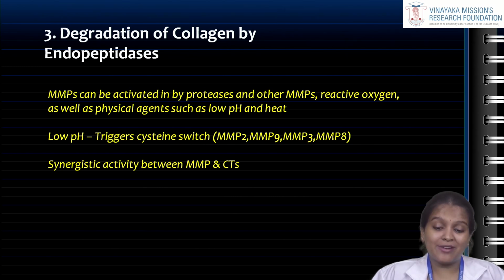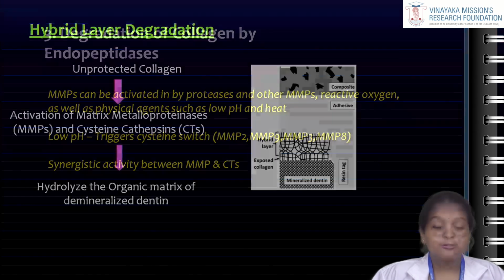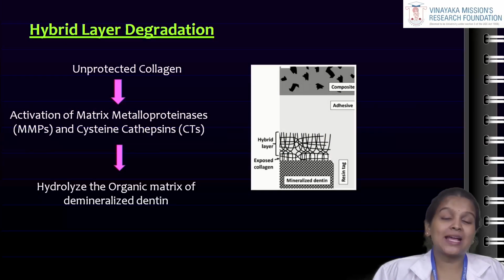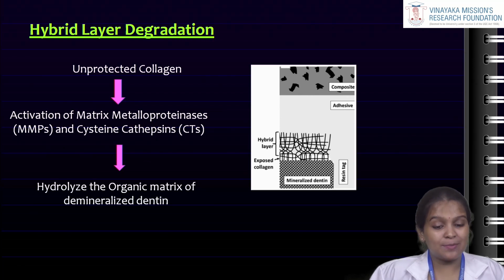So what are the triggering factors for these? One is proteases, other MMPs, reactive oxygen, and physical agents such as low pH and heat. So to put it in a nutshell, the hybrid layer degradation majorly happens because there is unprotected collagen, which causes the activation of matrix metalloproteinases and cysteine cathepsins, which causes the hydrolysis of the organic matrix of demineralized dentin.